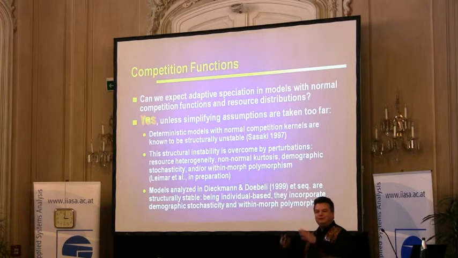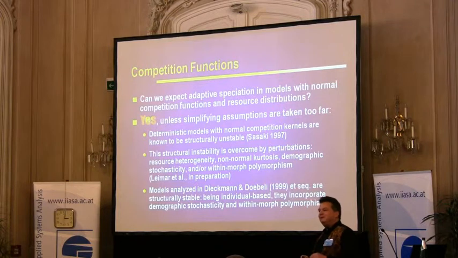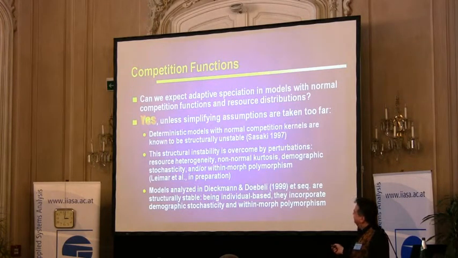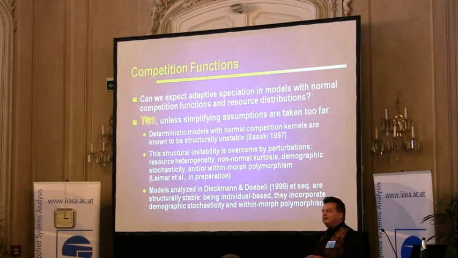You want to have a unimodal function, you pick a Gaussian. Sounds great, but it's exactly a structurally unstable choice. It's a very pathological case, so one should be very careful about it. But as soon as one combines it with some elements of realism, like resource heterogeneity, demographic stochasticity, or within-population polymorphism, the problem goes away. So it's only a problem in highly simplified deterministic models, but in those models one can be led astray.